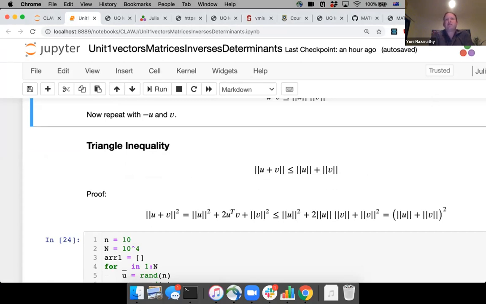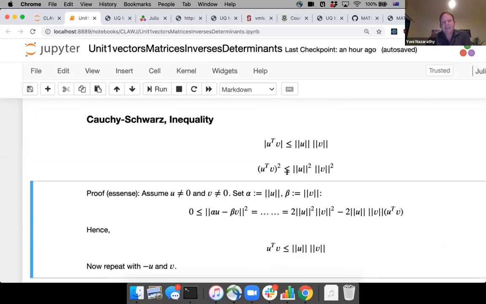So it's often taken before Cauchy-Schwarz, but we're actually gonna use Cauchy-Schwarz to prove it. And that's called the triangle inequality. Now, you know the triangle inequality for absolute values, okay? The absolute value of X plus Y is less than or equal to the sum of the absolute values of X and Y, but it's also true for the norm.